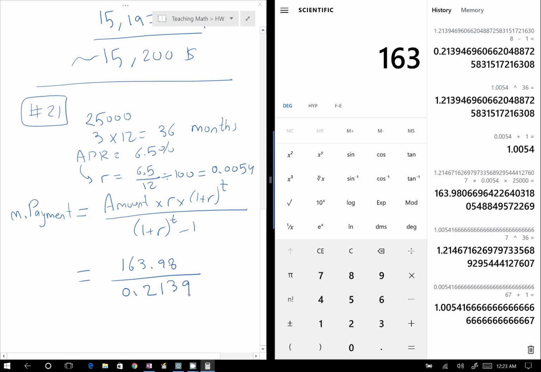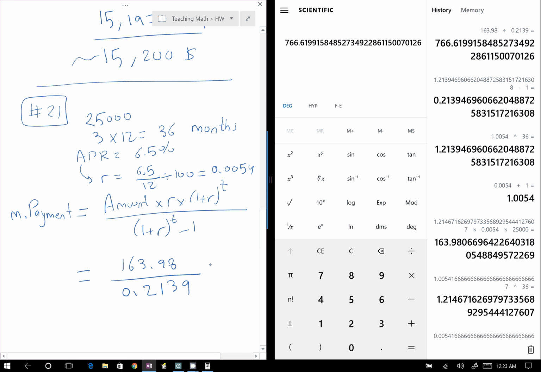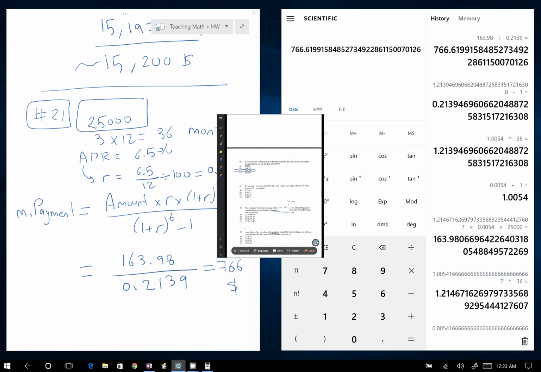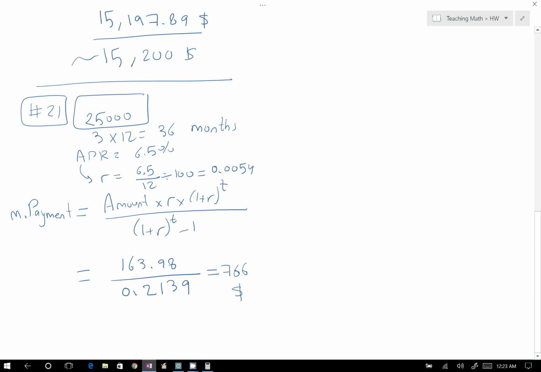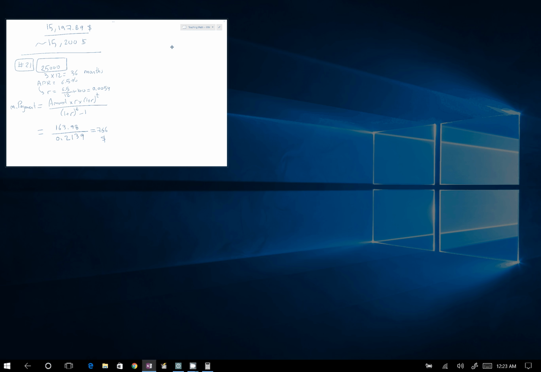So 163.98 divided by 0.2139, answer is 766. So that's the monthly payment if I want to save a total of 25,000 after 3 years. So $766, and let me see if this is one of the answers. And yes, 21B. Okay, cool. Moving on.